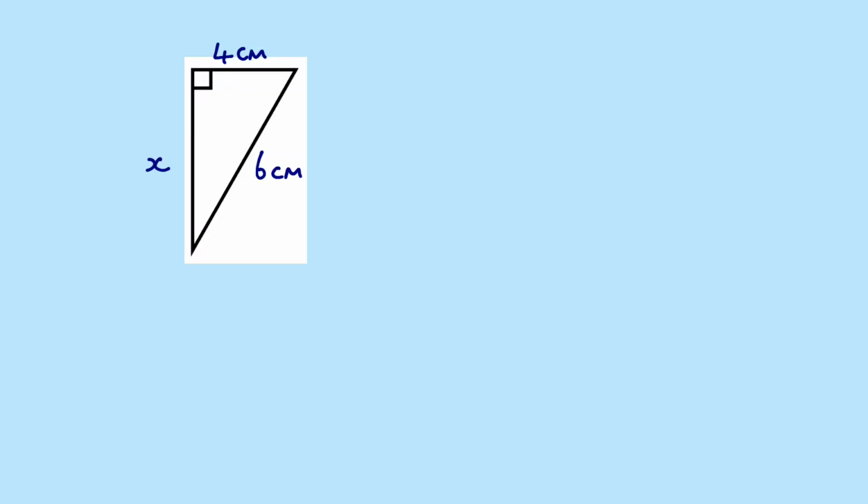Let's have a look at another example. Again we have the hypotenuse, the longest side, and we have one of the smaller sides. This is the side we're looking for. So Pythagoras' theorem is c squared equals a squared plus b squared. Labelling our sides. Then we substitute in our values for c, a and b. Don't forget a is our unknown, x. So that gives us 6 squared equals x squared, our unknown side, plus 4 squared.